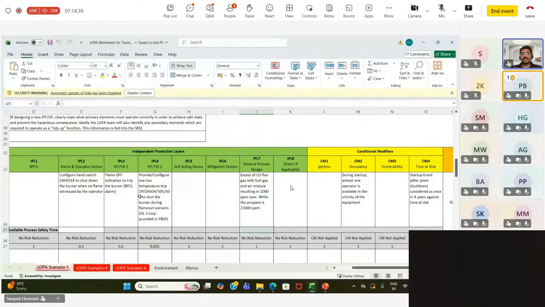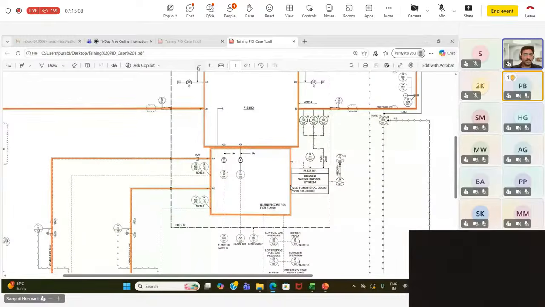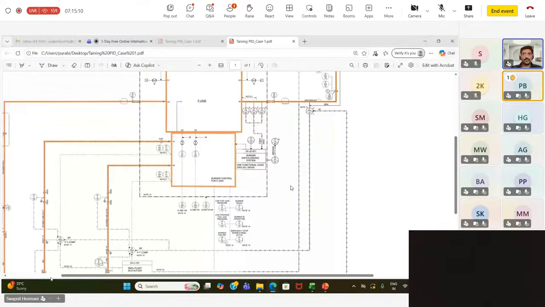However, there is this additional thing which the operations emphasized on including, because they are saying that there is excess of CO fuel gas, or excess of this carbon monoxide flue gas with fuel gas, and the air mixture resulting is 1000 ppm concentration, while the propane is at 21,000 ppm. So what they are saying is that the gas, basically this flue gas, which is the CO flue gas, okay, carbon monoxide flue gas.